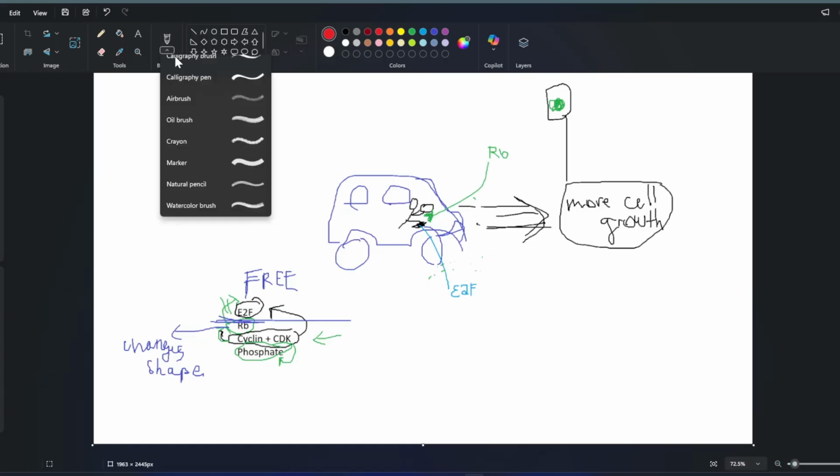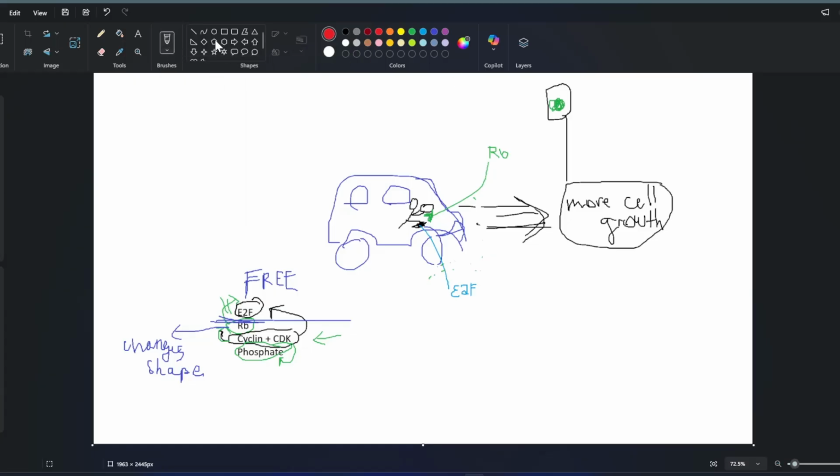Now let's talk about what happens if you have a red light. Let's see if we can make it a little bit bigger here. If you have a red light, this means negative, no cell growth. You need cell growth to stop. So what happens then? Well, you can guess that RB has a big play into it.